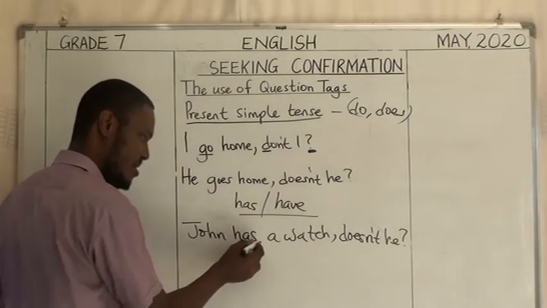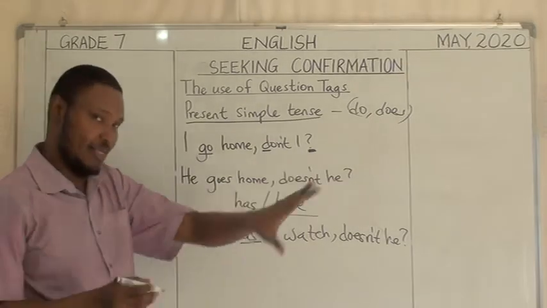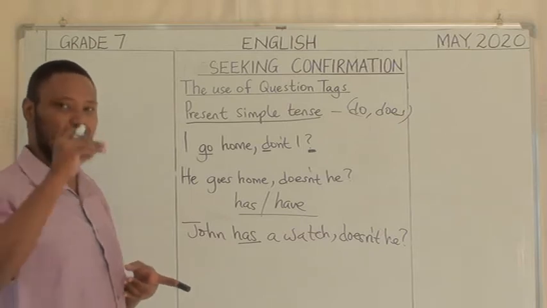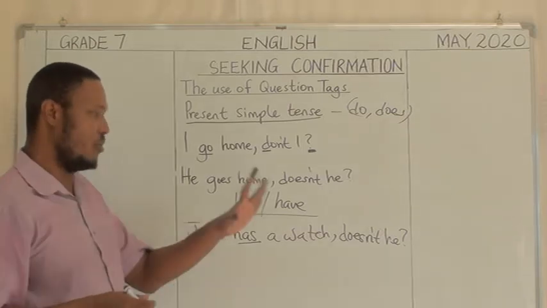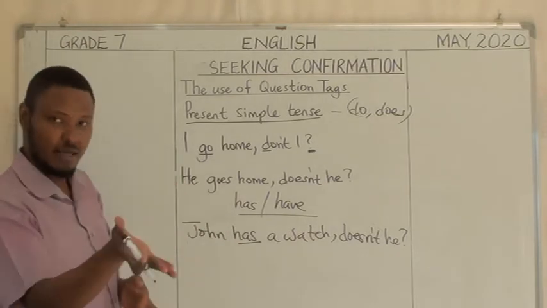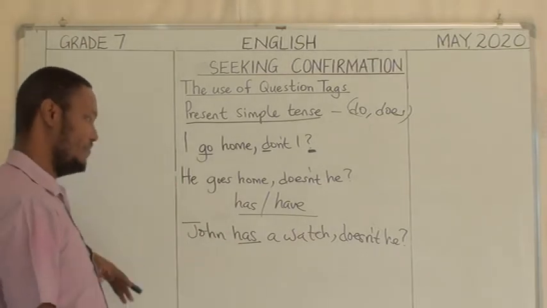Doesn't he? Not hasn't he. That one now is a construction that is used in the present perfect tense. John has a watch, doesn't he? John does not have a watch, does he? Okay? Another one, using have.